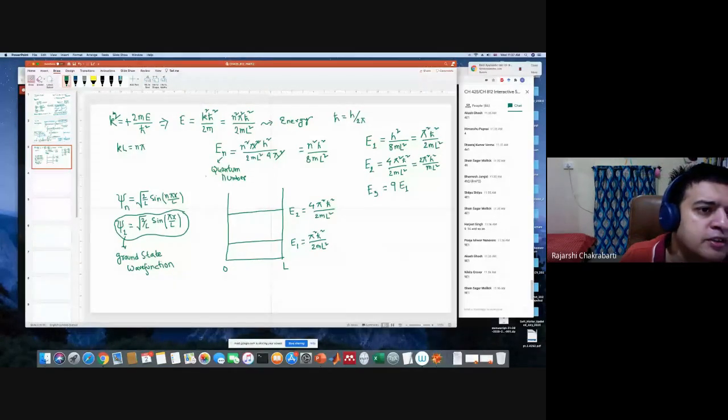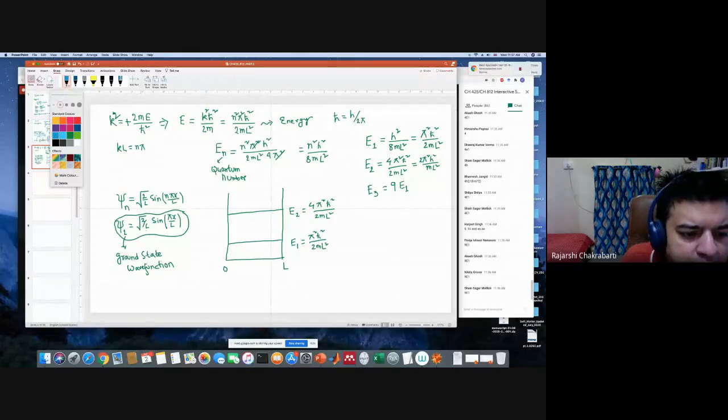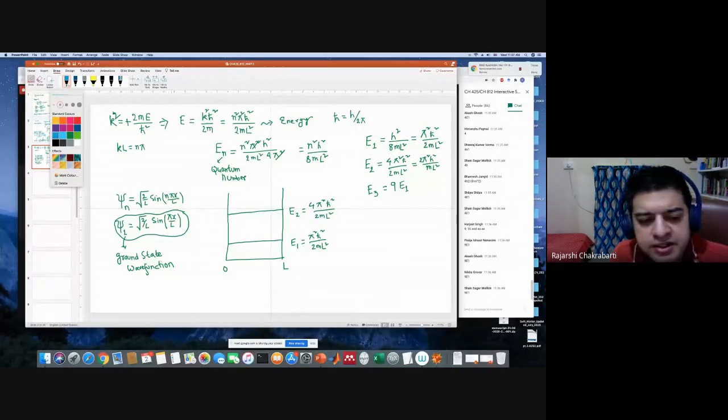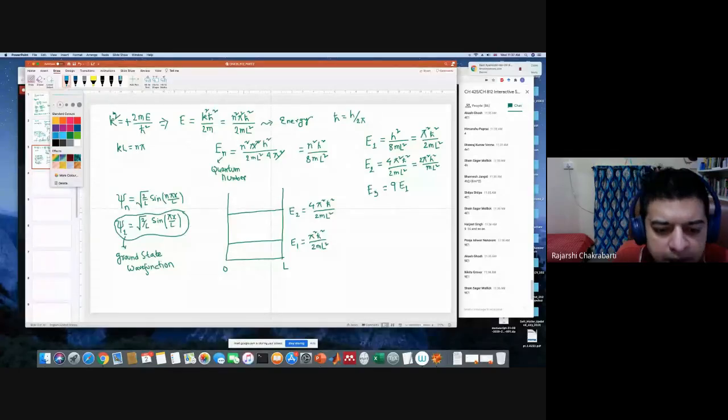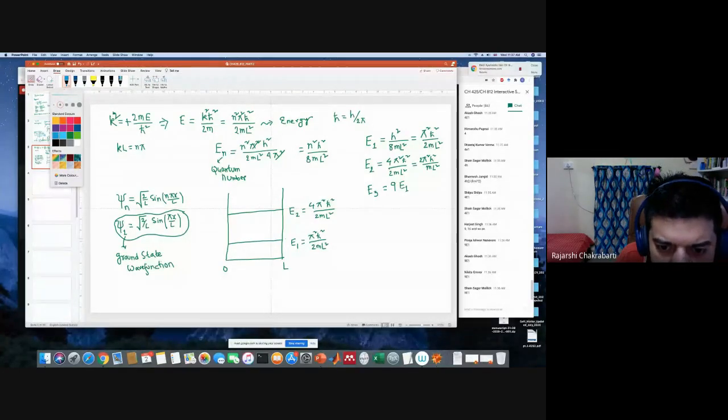And let us draw this. How can we draw this? Now look at it very carefully. The wave function should vanish at the boundaries. So at the boundary it is 0 here as well as here. And what happens between 0 and L to this function?